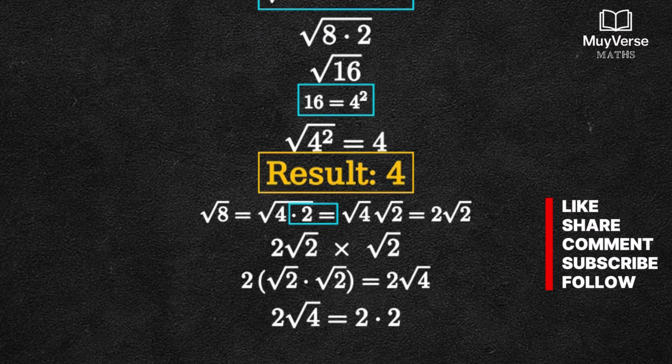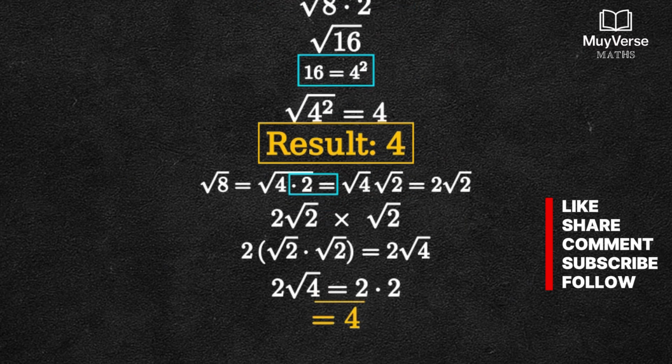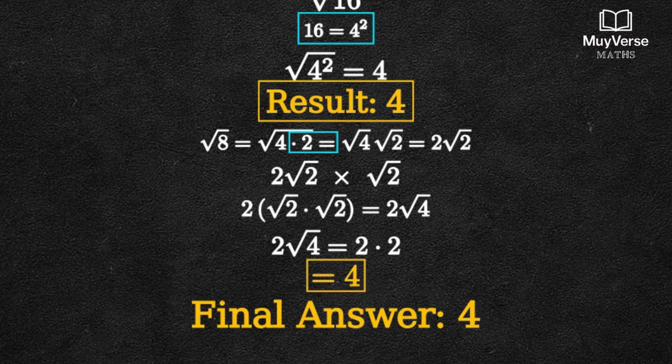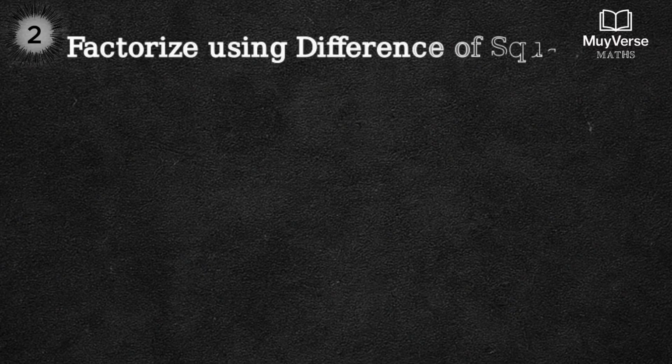So we get 2 times 2, and that equals 4, matching our earlier result. Summary: putting radicals under one root or breaking a perfect square factor out both lead to the same answer. Final result equals 4.